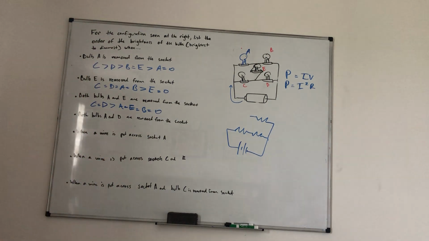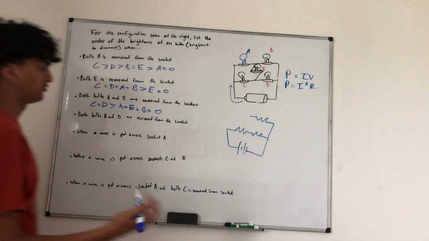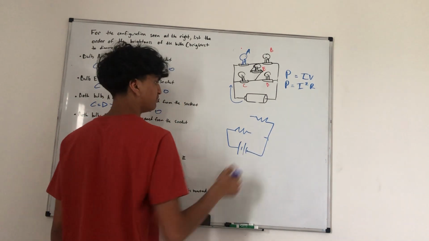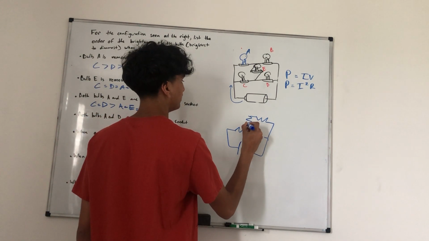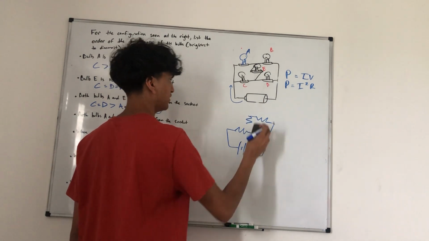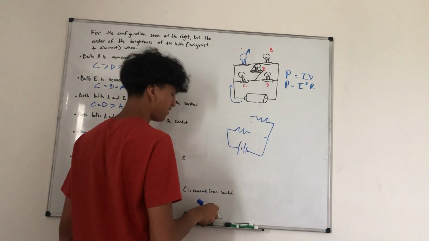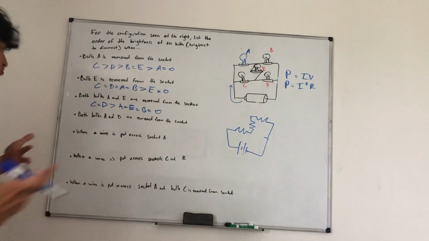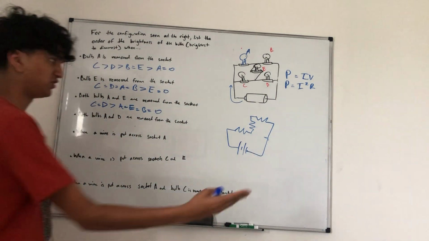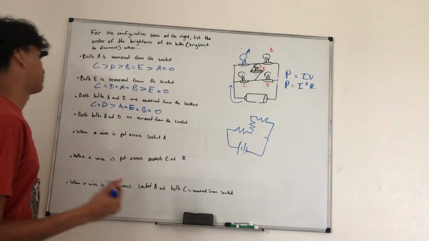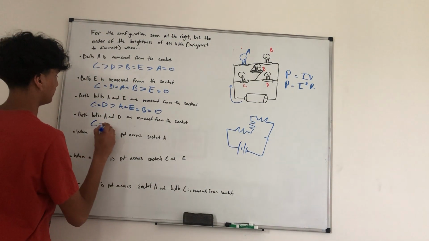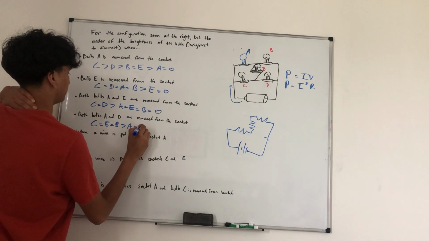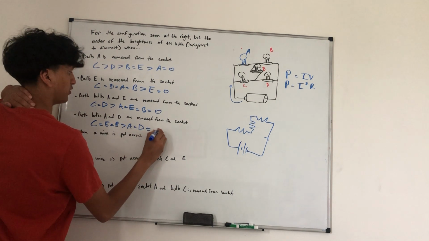Both bulbs A and D are removed from the socket, so I don't have to actually erase this. We're going to remove D. We're going to get E right back because E is in the socket this time. And A is still not in the socket. And yeah, this one's pretty straightforward. There's 3 in series. They're going to have the same brightness. So C is going to equal E, which is going to equal B, which is greater than A, which is equal to D, which is equal to 0.